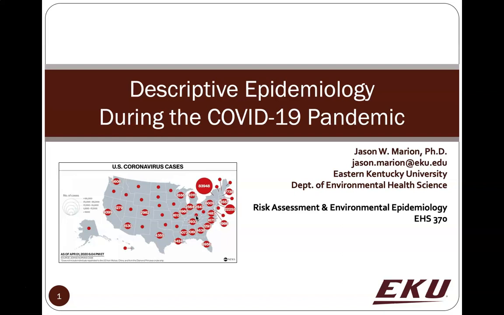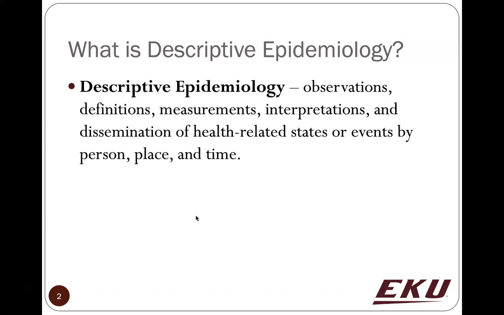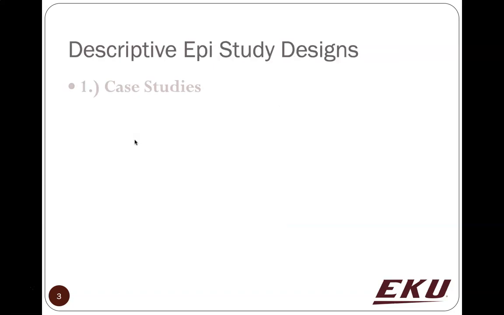Now, reviewing a little bit, what makes something a descriptive epidemiology study? These are the types of studies where we get basic information about definitions, measurements, interpretations; observations are obtained and then drafted and disseminated so that we can understand health-related states or events by person, place, and time. These are not like the interventional or experimental studies like clinical trials or community trials, in the sense that these are observational in nature. We're not assigning anybody any particular exposures. We're just observing what is going on in their life.